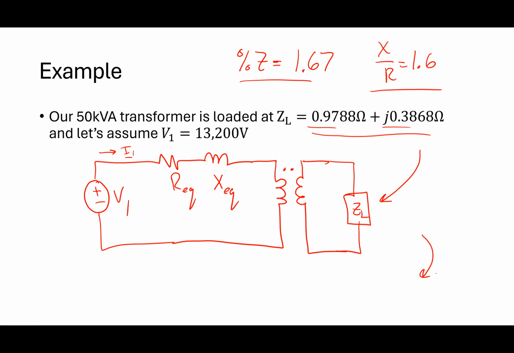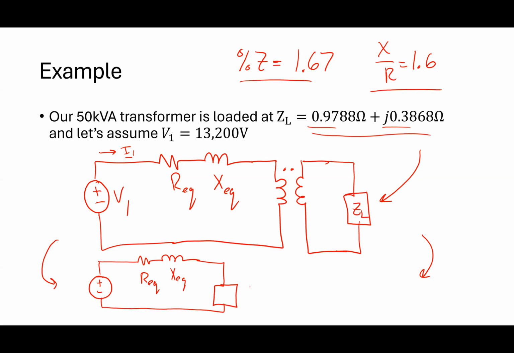Z load reflected over. So basically to do that, I have to modify the circuit, right? The circuit I'm showing on top is equivalent to this circuit where I have REQ, XEQ, and the reflected impedance, where this impedance is ZL times whatever the turns ratio squared is. And what's that going to be?